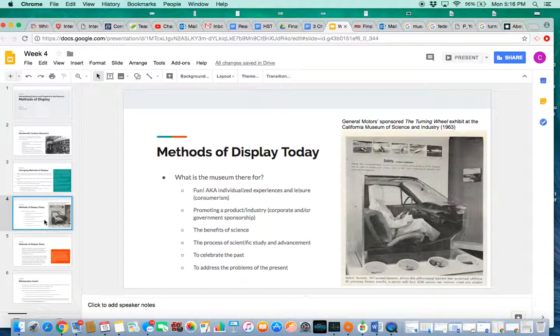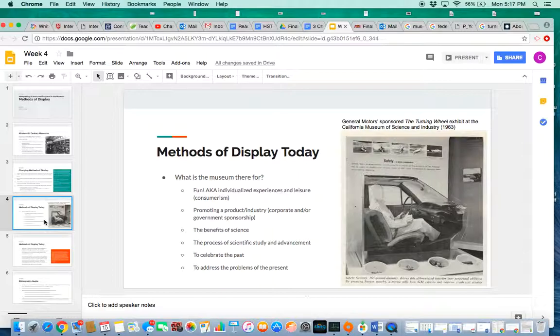It can be very specifically that a corporate or government sponsor is trying to promote a product or promote an industry. As you'll see in the example here on the right, General Motors sponsored an exhibit in the 1960s known as the Turning Wheel. They do put out useful, good information about the automobile in this exhibit, but everything is centered on General Motors' accomplishments in the evolution of the automobile, which we would definitively say, right, General Motors was not the only institution to make major developments in the automobile. So there's some issues with that.